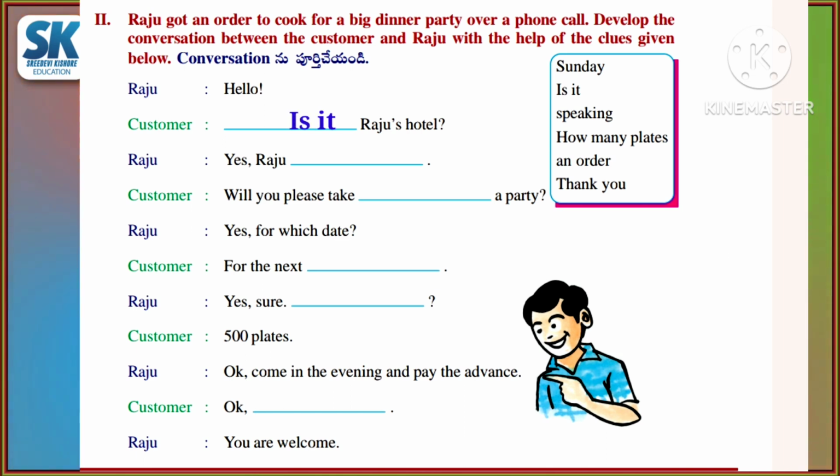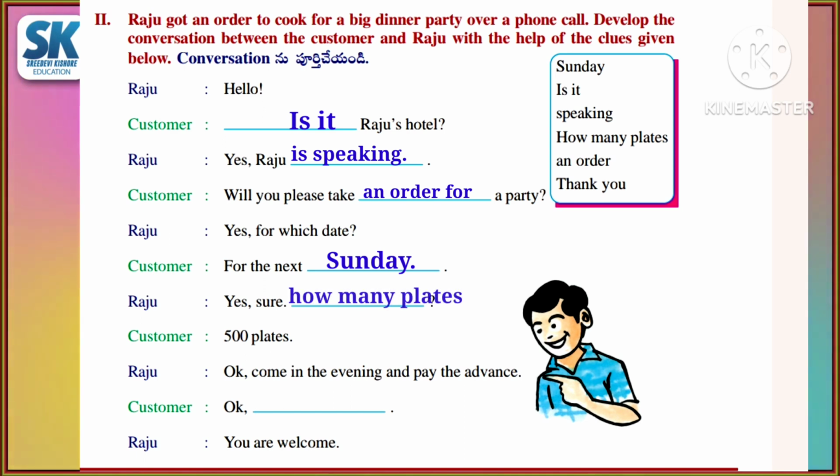Raju: Hello, customer, is it Raju's hotel? Raju: Yes, Raju is speaking. Customer: Will you please take an order for a party? Raju: Yes, for which date? Customer: For the next Sunday. Raju: Yes, sure. How many plates? Customer: 500 plates. Raju: Okay, come in the evening and pay the advance. Customer: Okay, thank you. Raju: You are welcome.